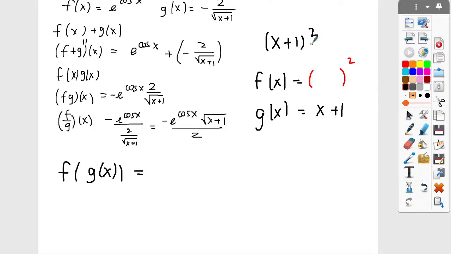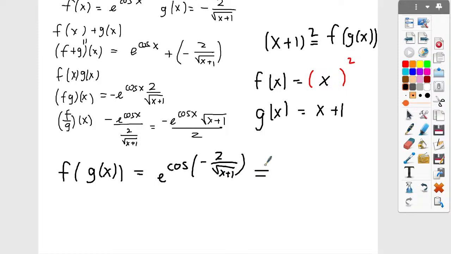So this could be written as f of g of x, because what are you squaring? What are you putting inside? This would be x squared if it were just x right here, right? f of x is x squared. So f of the entire function g of x is x plus 1 all squared. So f of g of x here is, well, f of x is e to the cosine of x. So f of the function g of x is e to the cosine of negative 2 over square root of x plus 1.